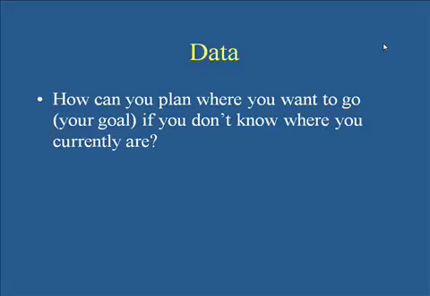How can you plan where you want to go, which is your goal, if you don't know where you currently are? Data can help you monitor your process and quality measure scores. It's important to begin with a baseline, which will serve as a basis for comparison to all subsequently acquired data. This can be expressed as either a rate or a percentage, or it can be a specific number of falls that occurred within a specific time frame, such as per week or per month or per quarter.